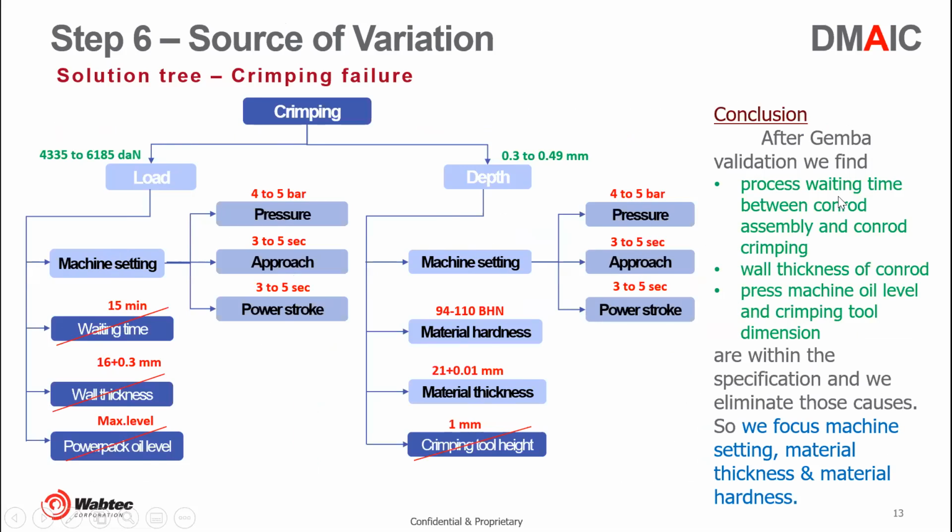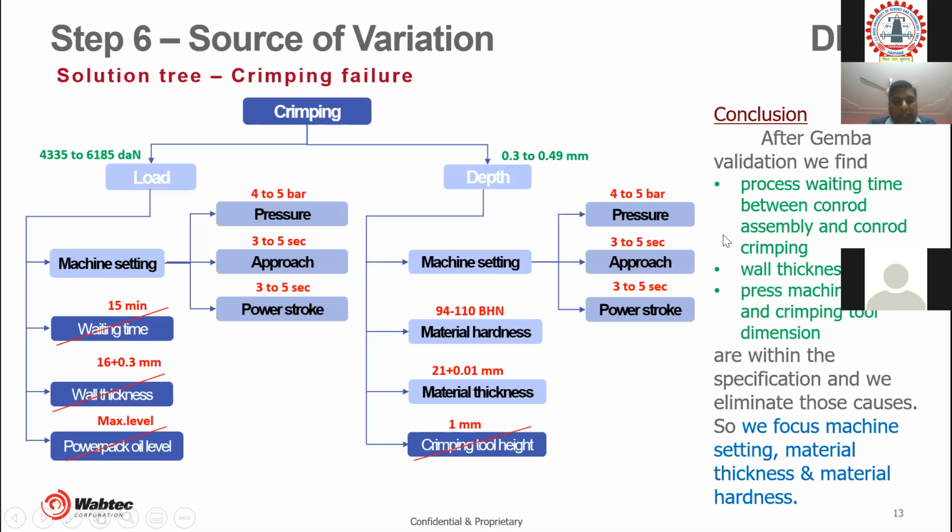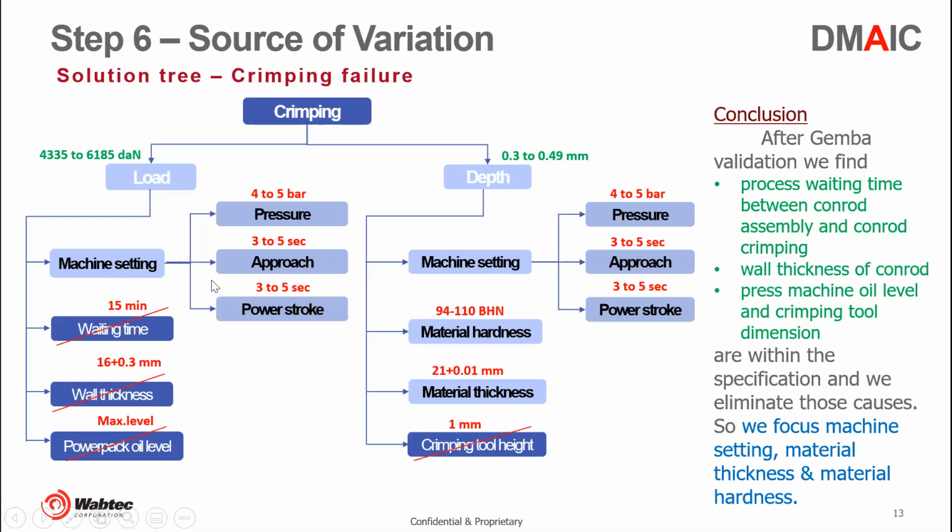So in this, when we went to Gemba, we were able to see the process waiting time between conrod assembly and conrod crimping, wall thickness of conrod, press machine oil level, and crimping dimensions. These were all within the specifications. So we eliminated these. You can see on the left side, since they were within the specifications, we had to eliminate them. Then we were able to concentrate on machine setting parameters only.